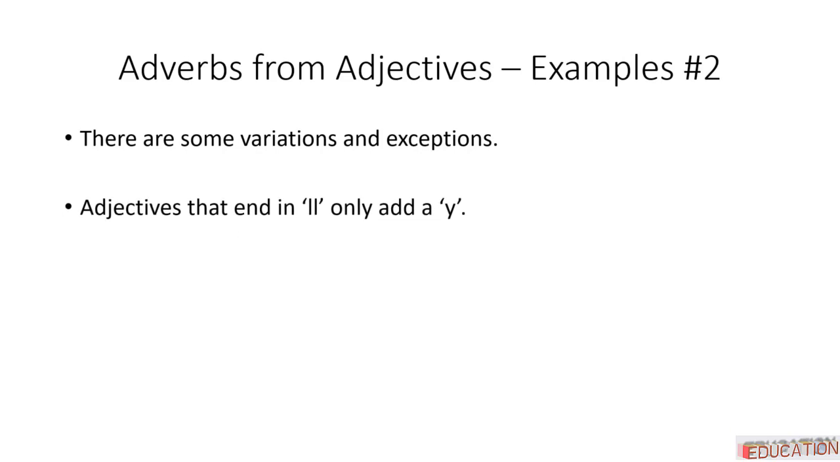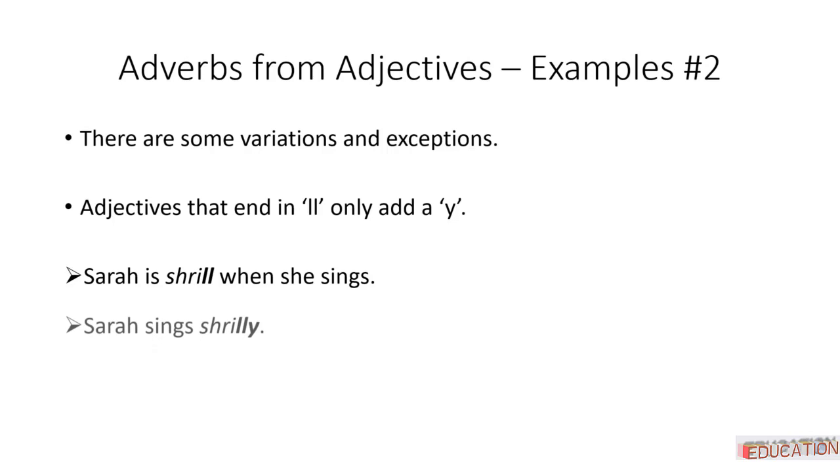So adjectives that end in ll, we only add a y, because adding ly would give 3 L's in a row, and we don't do that. So Sarah is shrill when she sings. Sarah sings shrilly.